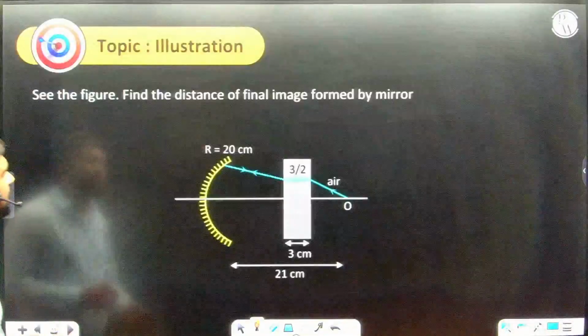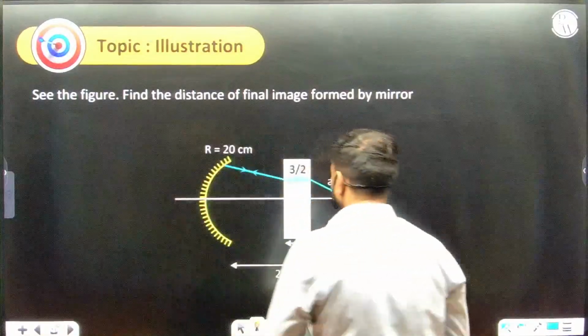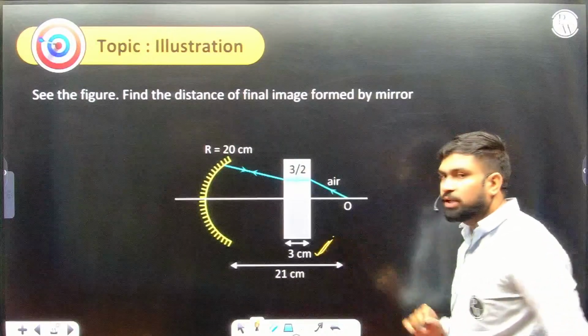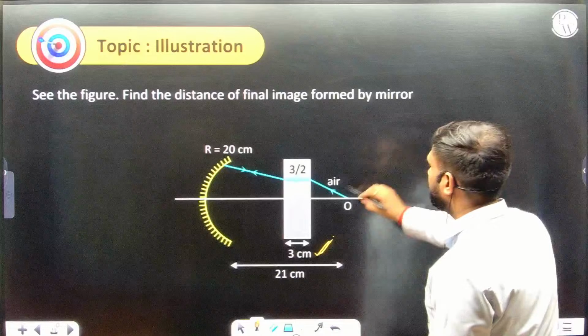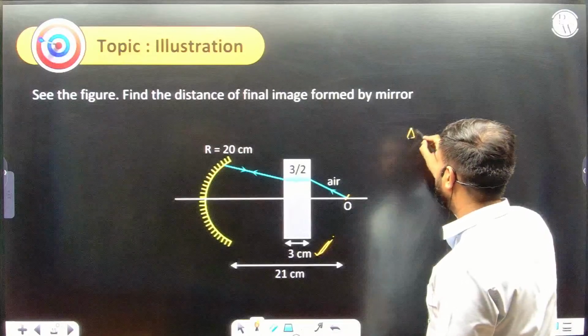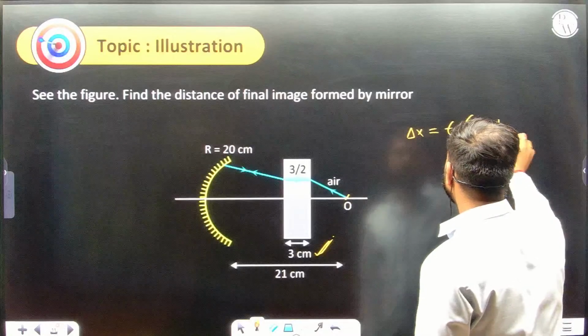Let's take another one. This time they are using a glass slab of thickness 3. For the glass slab, you must remember what's the formula of lateral shift or delta x. It is t times 1 minus 1 by mu.